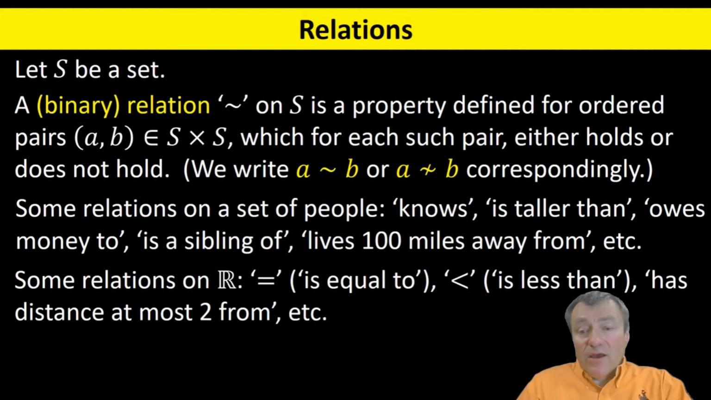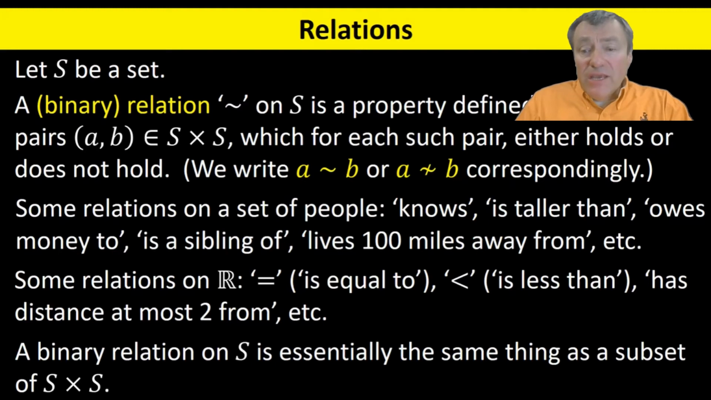Now let's look at possible relations on the set of real numbers. One relation is equality. Another is the less than relation. It's not an operation, it's a relation. Another is the less than or equal relation. Another is having distance 2 on the real line. These are just examples of a vast number of the relations available.